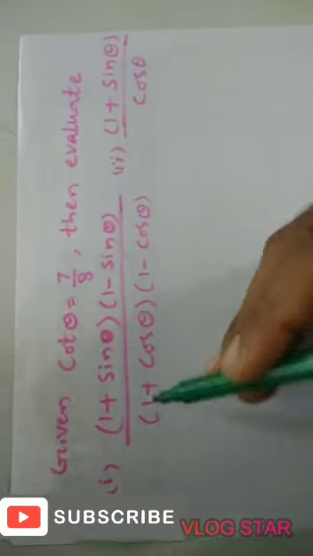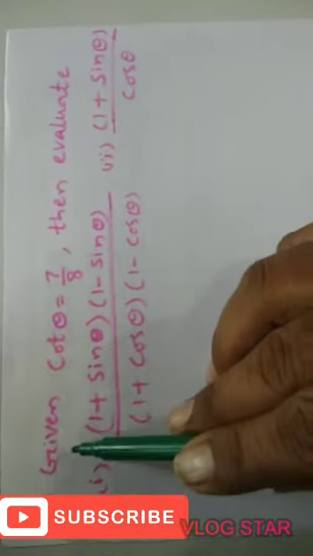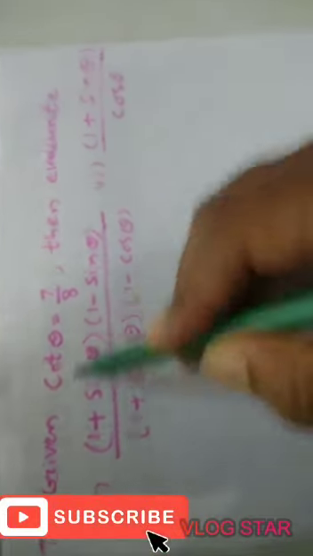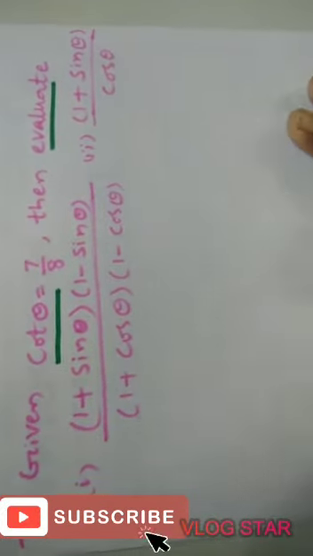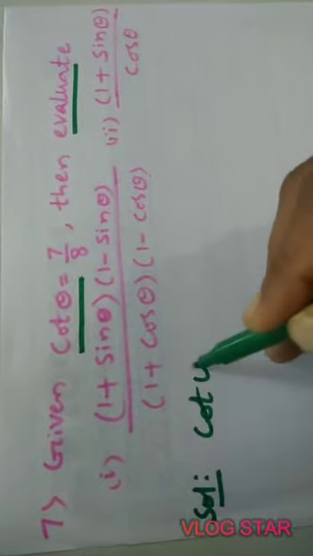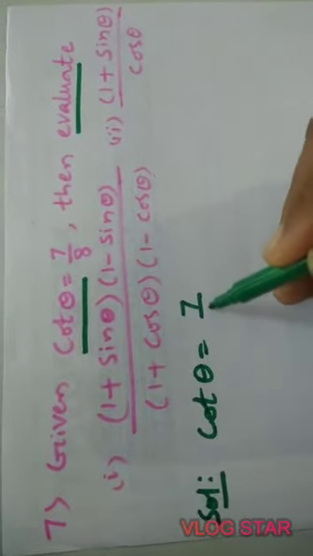So today the seventh problem: given that cot theta is equal to 7 by 8, evaluate (1 plus sin theta) into (1 minus sin theta) by (1 plus cos theta) into (1 minus cos theta). So in the second problem, in the seventh one only, 1 plus sin theta by cos theta, we have to find the values. So given that cot theta is equal to 7 by 8, solution: cot theta is equal to 7 by 8.